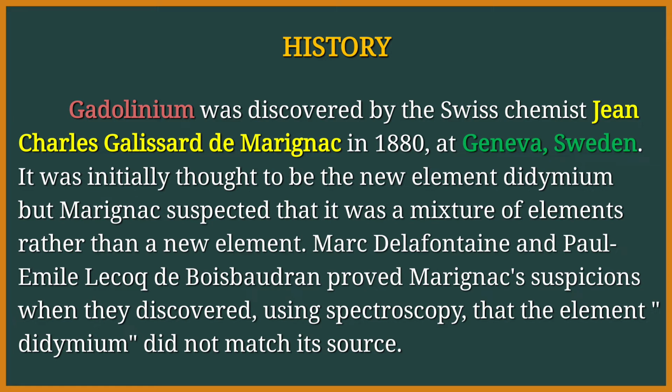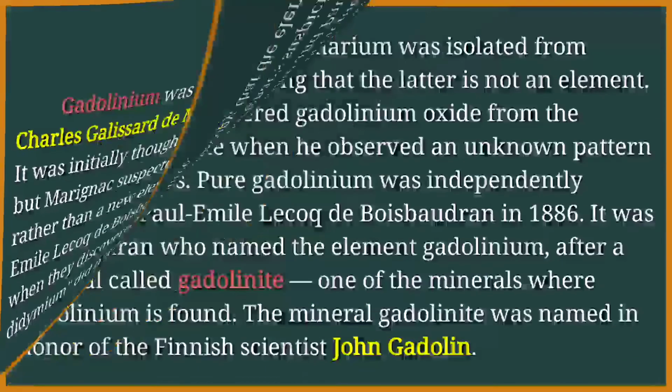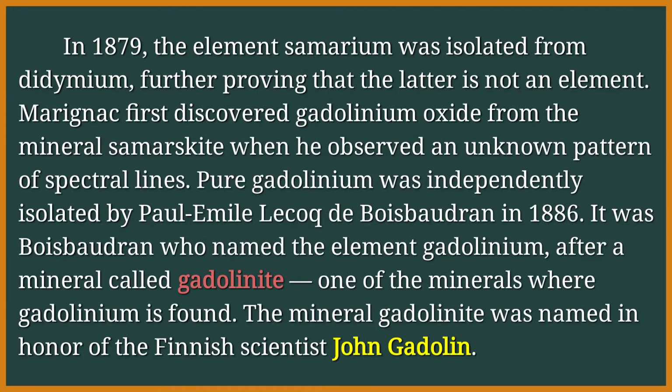Marc Delafontaine and Paul-Émile Lecoq de Boisbaudran proved Marignac's suspicions when they discovered, using spectroscopy, that the element didymium did not match its source. In 1879, the element samarium was isolated from didymium, further proving that the latter is not an element. Marignac first discovered gadolinium oxide from the mineral samarskite when he observed an unknown pattern of spectral lines.